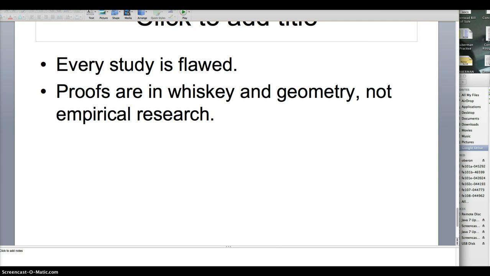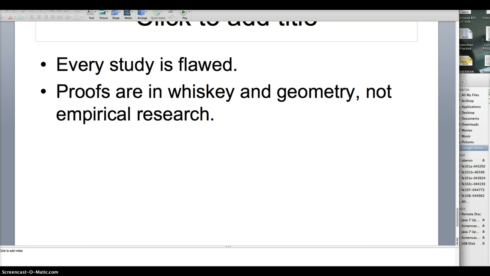You need to assume also that every study is flawed. There's going to be something wrong with every study you come across, because when you study people, you can always find something wrong with them. There are so many external variables that we cannot control for that there's going to be something you could find wrong with it, but you do the best you can.